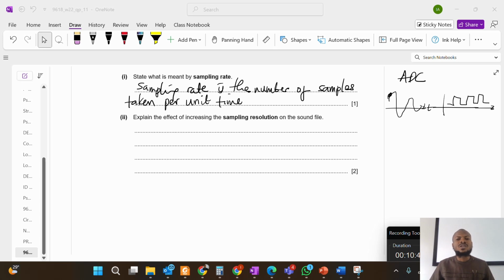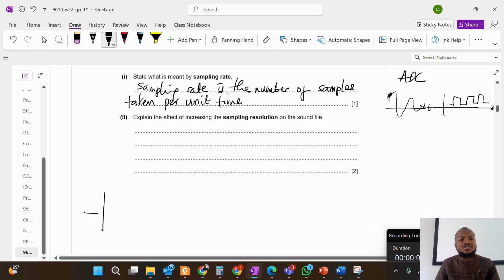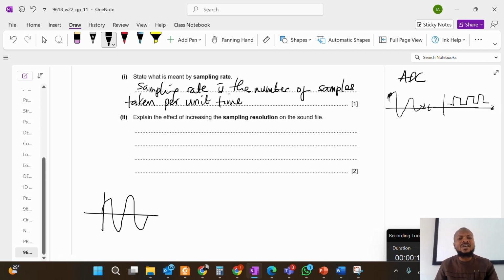Now the next question, explain the effect of increasing sample resolution on the sound file. Now to understand sampling resolution, like I said earlier, what I'm saying is an analog signal. If I need to save this as a file into a computer system, it must be saved as a digital signal. And this digital signal is what?